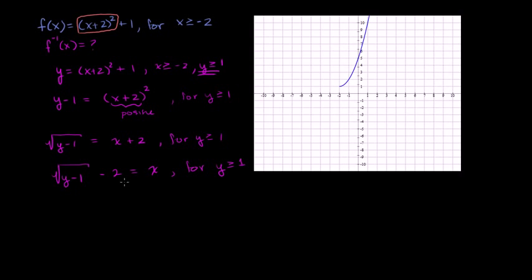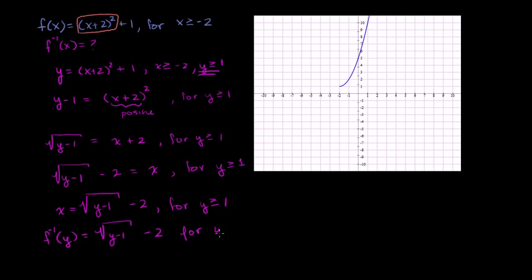Or let me just write it the other way. We could say x is equal to, I'm just swapping this, x is equal to the square root of y minus 1 minus 2 for y is greater than or equal to 1. So you see now, the way we've written it now, y is the input into the function, which is going to be the inverse of that function. X is the output. X is now the range. So we could even rewrite this as f inverse of y, that's what x is equal to, the square root of y minus 1 minus 2 for y is greater than or equal to 1. And this is the inverse function.